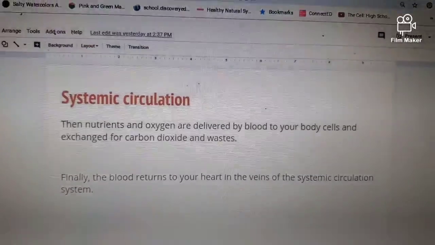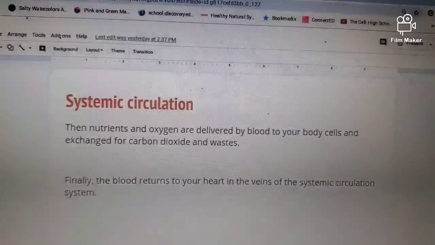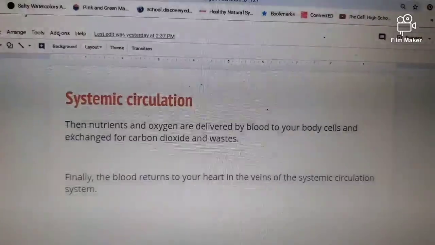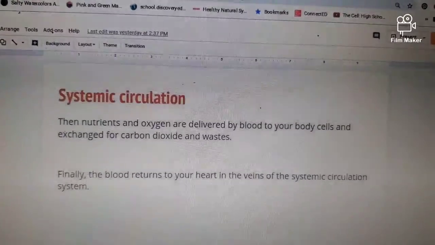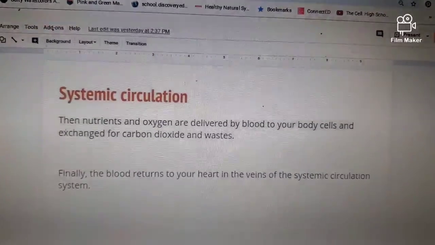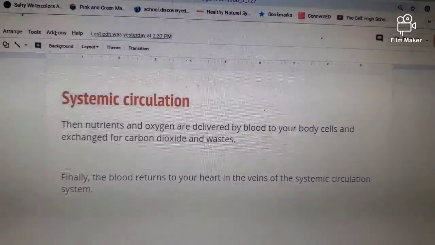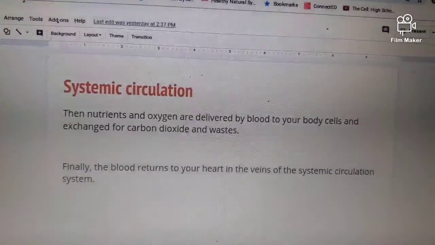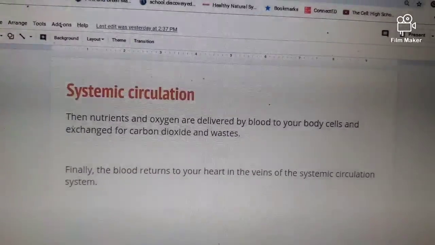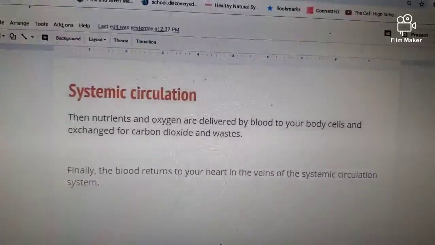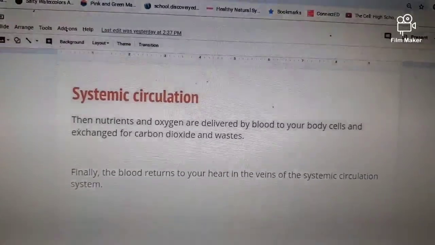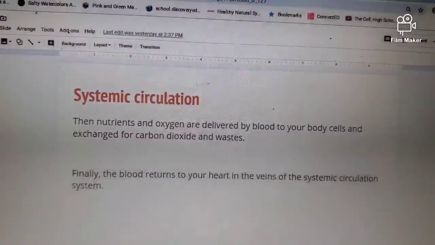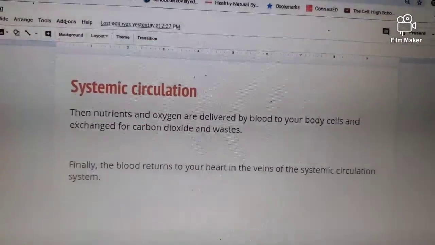Systemic circulation is when nutrients and oxygen are delivered by your blood to your body cells in exchange for carbon dioxide and waste. Finally, the blood returns to your heart in the veins of the systemic system. Remember, veins bring blood into the heart. Notice how the word vein spells in.